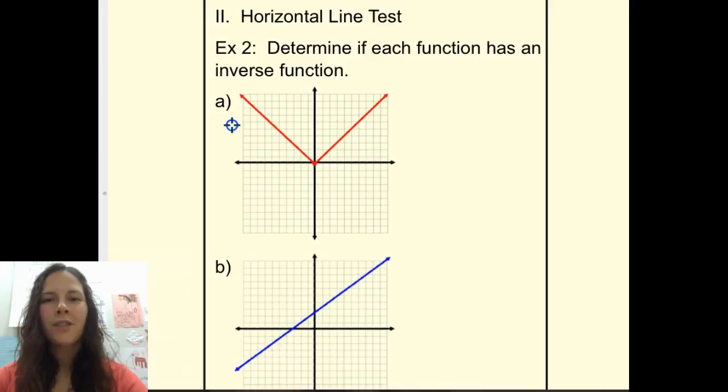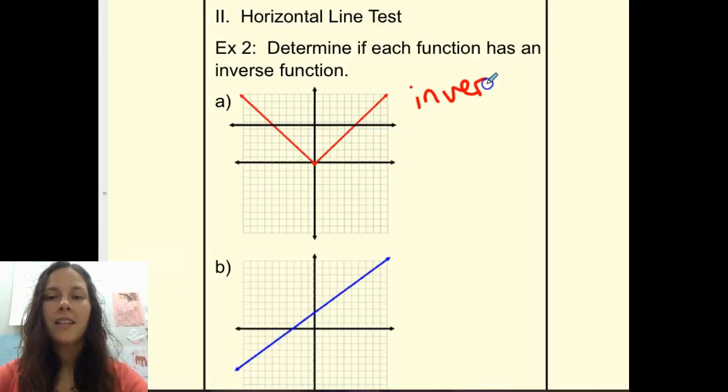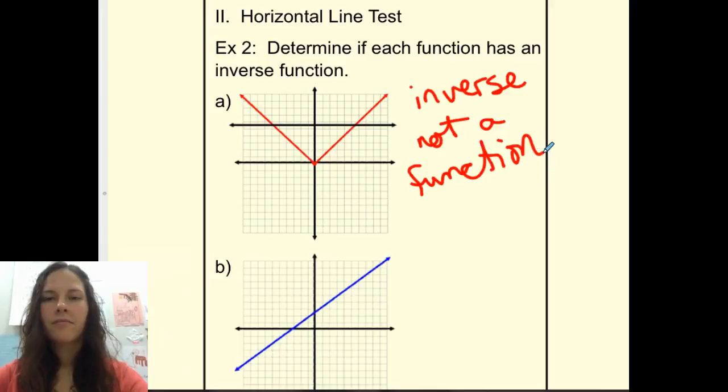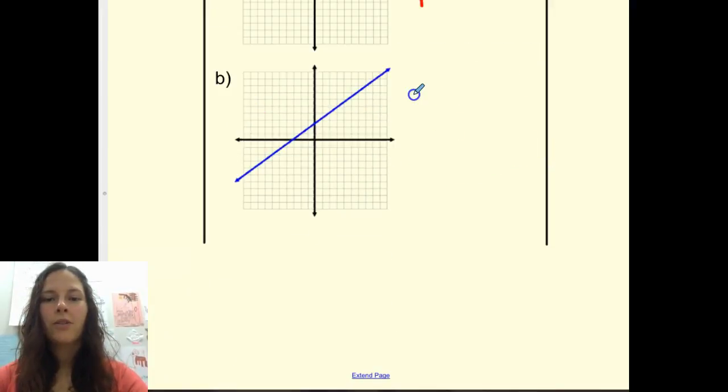Next, we're testing to see if this graph has an inverse that is also a function. So we'll use the horizontal line test. Can we place any horizontal line on this graph that touches it more than once? The answer is yes, so the inverse is not a function. Remember, it still has an inverse, it's just not a function. Part B, if we took a horizontal line and slid it from the bottom to the top of this graph, it would touch the line only once in every place, so the inverse is a function.